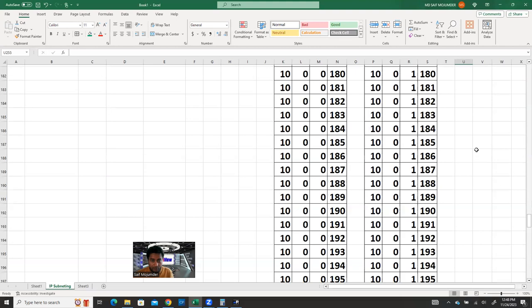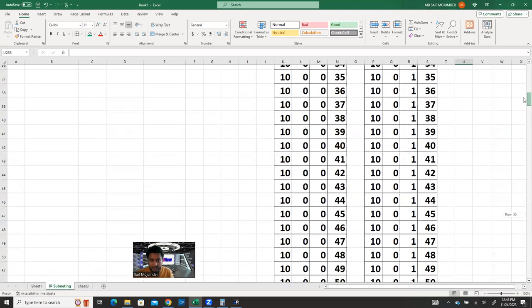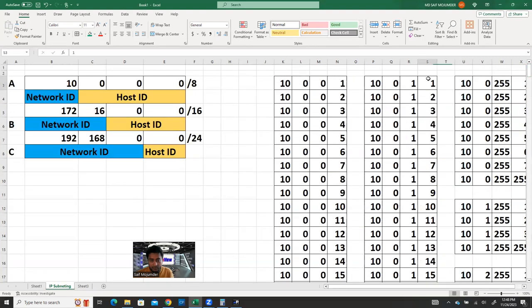Then that means how many IPs you have from the start to here for any class. In the fourth octet, you can have from 1 to 254. For any class, the fourth octet can start with 1 and end with 254. 255 is dedicated for broadcast, so we are not going to count it.